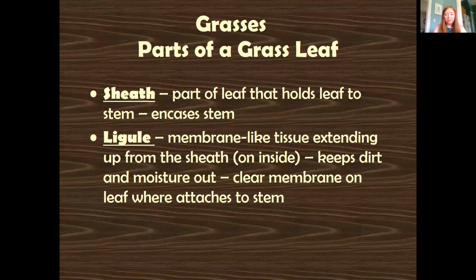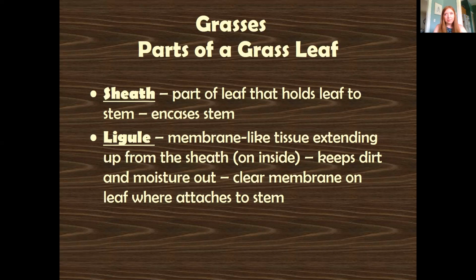Okay, so I said earlier that I'd go further into the parts of the grass. So that's what I'm going to do now. These terms are really helpful if you're getting right into grass ID. I suggest that if you're doing grass ID, though, you really read up on these terms in more detail.